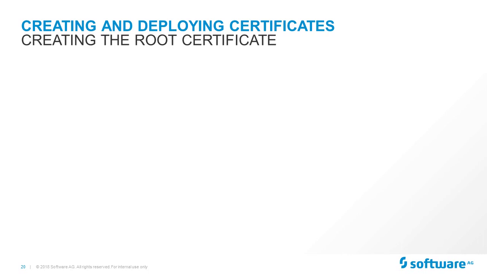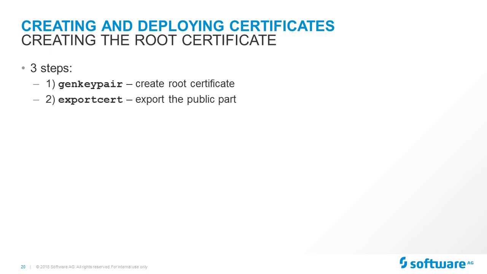Now, if you look in the description that goes with this video, you should find a link to a fuller example of how to create the certificates, and I'll talk you through some of the commands that are used within there. So first of all, to create the root certificate, the first command that we'll use is genkeypair, which creates that public-private key pair for the root certificate. And then we're going to export the public part of that, and we're going to use that to create the trusted authority trust store inside the trusted authority directory.